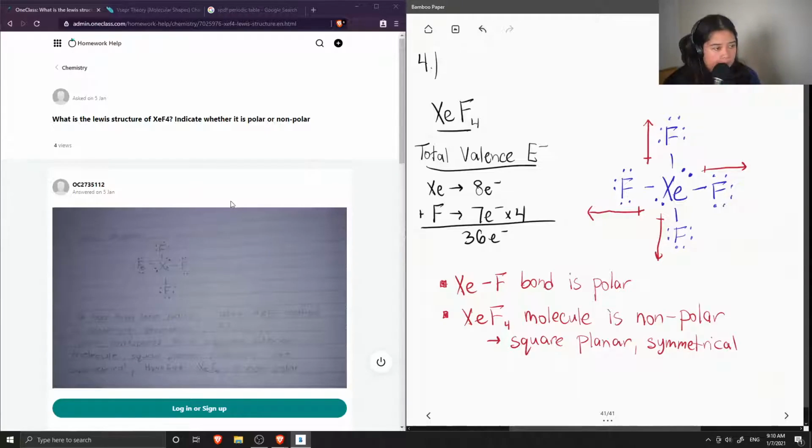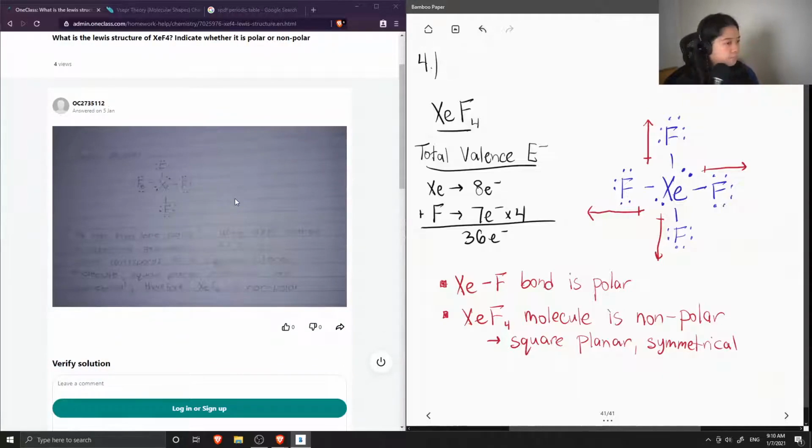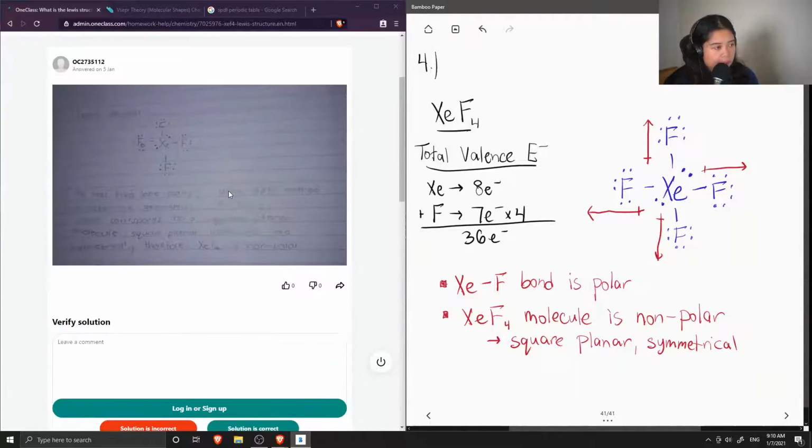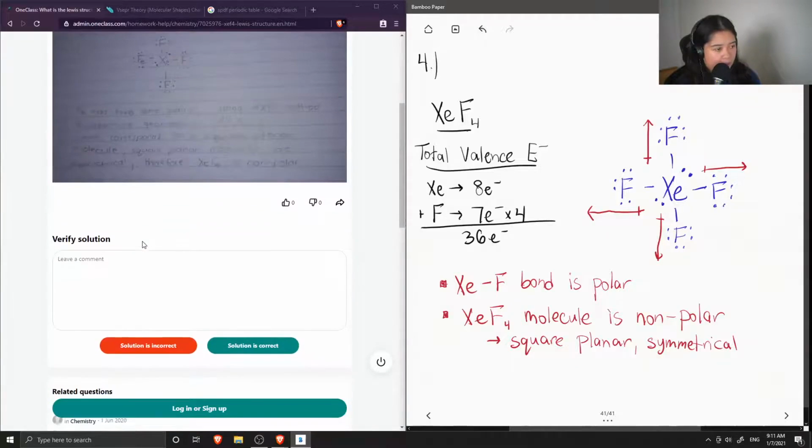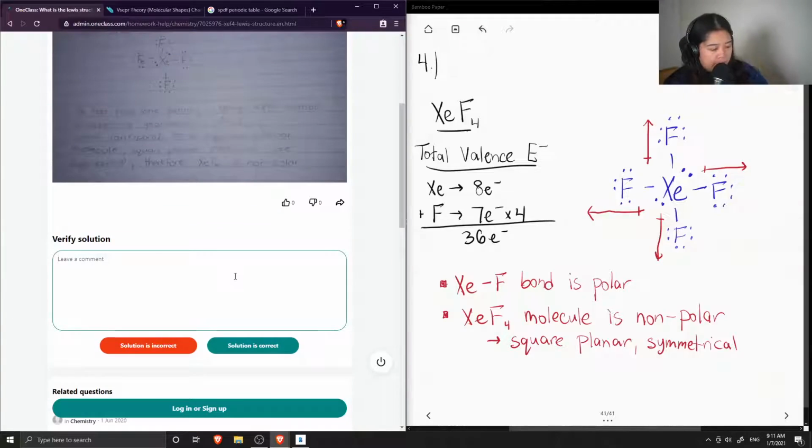Okay, so let's see what the junior tutor said. Okay, so they have the same Lewis structure. Xenon has 2 lone pairs. Using the AXE method to determine geometries, which I think is also just VSEPR theory, AX4E2, I think, which corresponds to a square planar molecule. Square planar molecules are symmetrical, therefore xenon tetrafluoride is nonpolar. Okay, so this solution is correct.